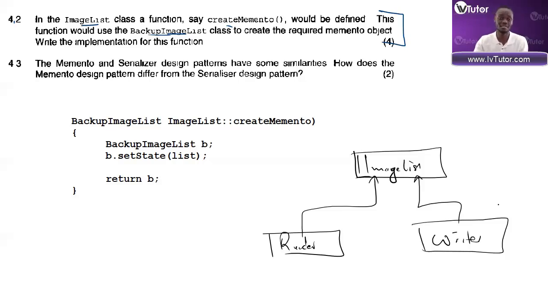You cannot persist the state of your mementos to external storage, for instance, because the only class that can access the state of your memento is the originator. Whereas in the serializer, all classes involved have access to the state of your class, and therefore it can be persisted to an external storage and also be deserialized from an external storage. So that's basically where these two differ. Otherwise, that is the Memento design pattern.